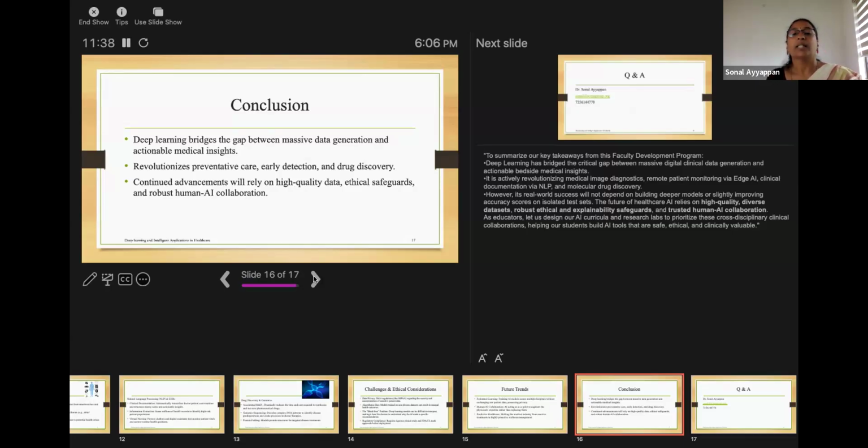However, in the real world, success will not depend on building deeper models or slightly improving accuracy scores on isolated data sets. The future of healthcare AI relies on high quality, diverse data sets, robust ethical and explainable safeguards, and trusted human-AI collaborations. Yes, engineers are supposed to take the initiative to do all this, and as educators, let us now design our AI curriculum and research labs to do such projects.